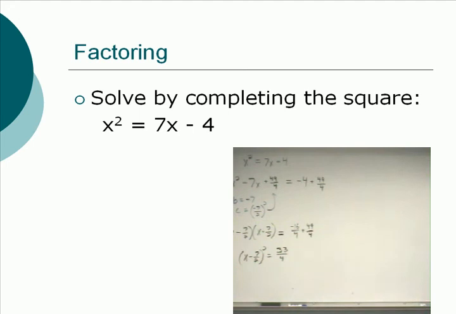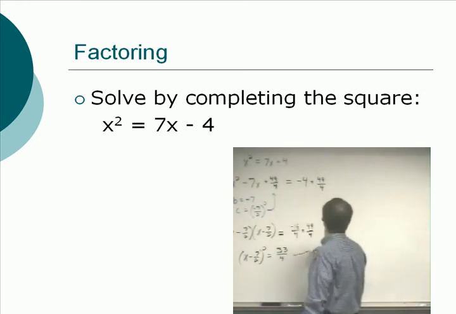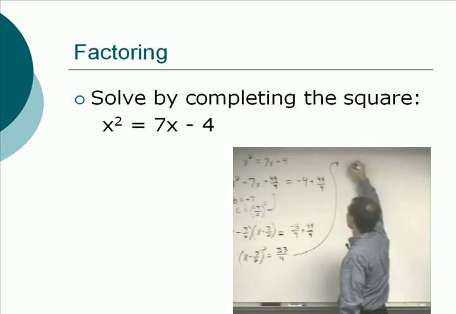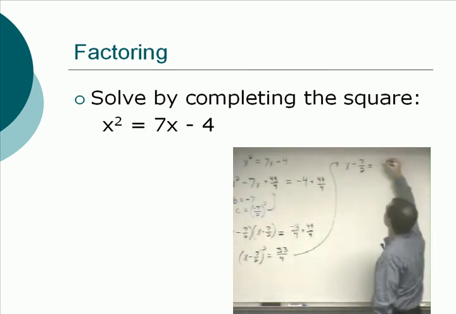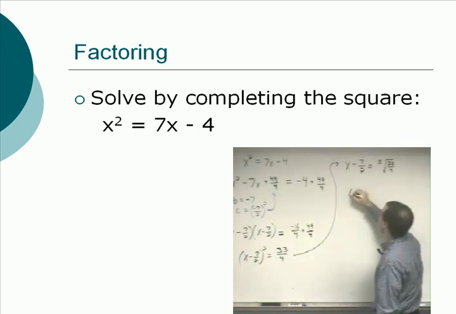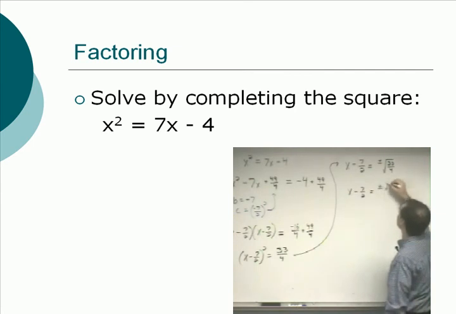Look all right? Well, let's finish it up. Now that we have the parentheses all alone, we can take the square root, and we have x minus 7 halves equals plus or minus, I'm going to put this as one extra step to make it clear, plus or minus the square root of 33 over 4, which is the same as saying x minus 7 halves equals plus or minus the square root of 33 over the square root of 4, which is 2.